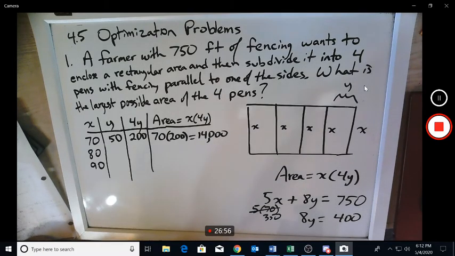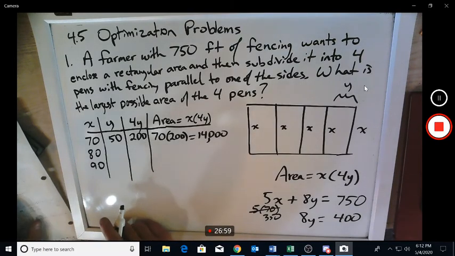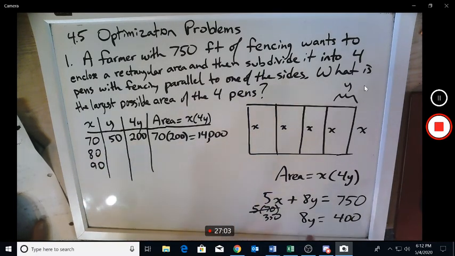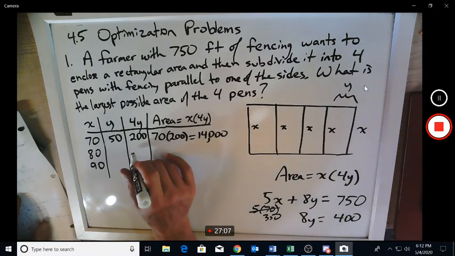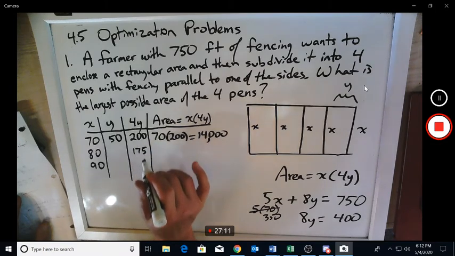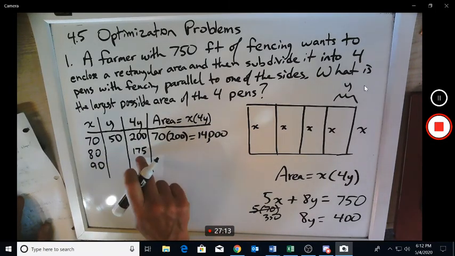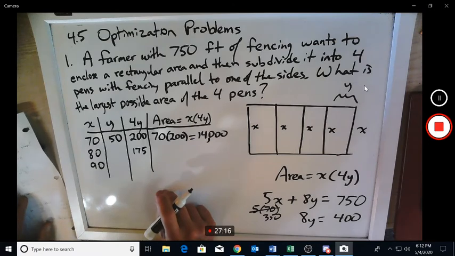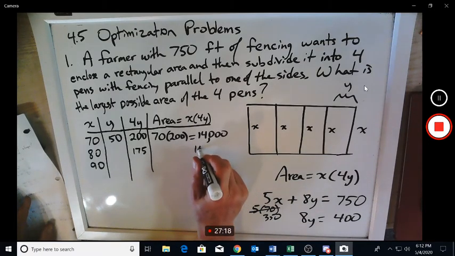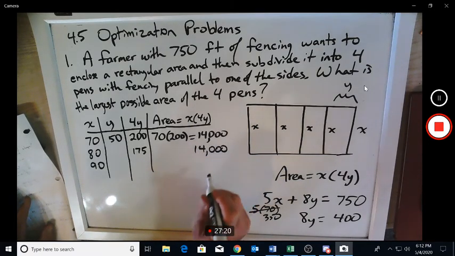And when I do it with 80, and I solve again, my 4y would turn out to be 175. The y would be whatever that is divided by 4. And it turns out that this would once again be 14,000.